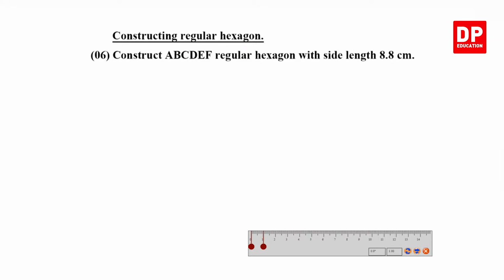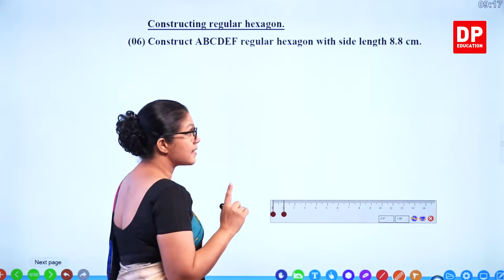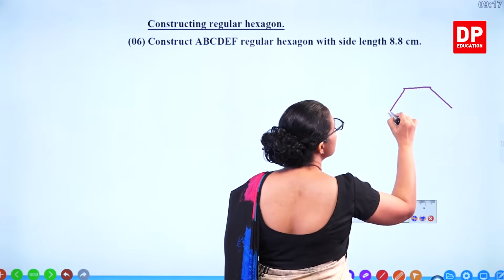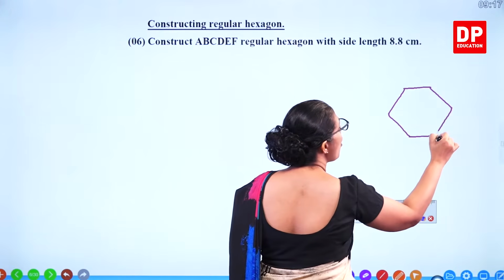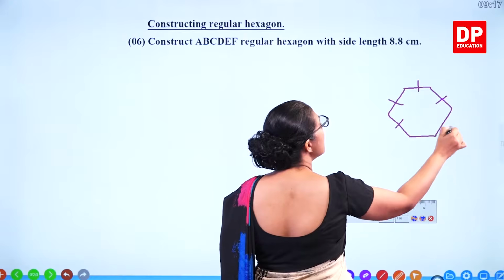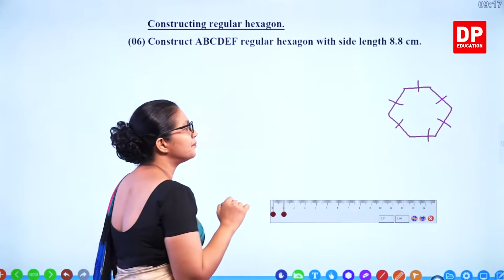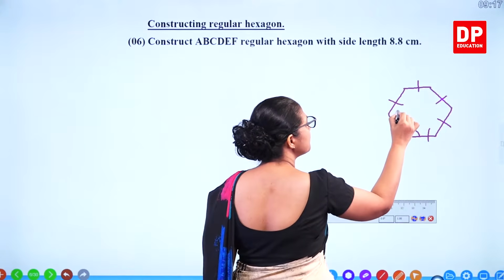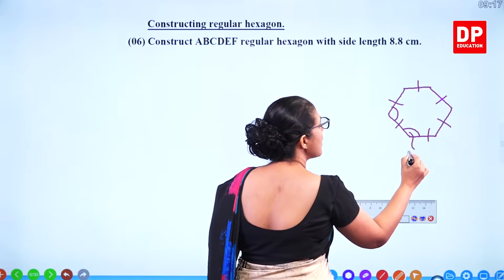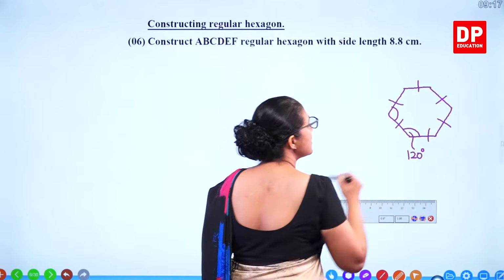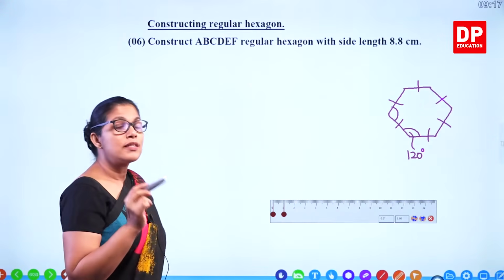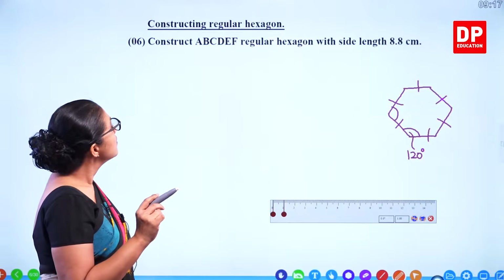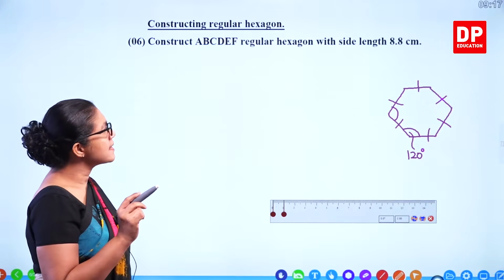Constructing regular hexagon. So what's a regular hexagon? Hexagon means 6-sided polygon. And regular means all sides are equal. And one angle, can you remember one angle? We can find out that's 120. But we are not using the angles, we are just using lengths. So how can we draw a hexagon?